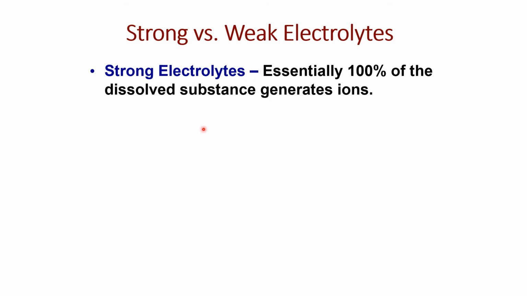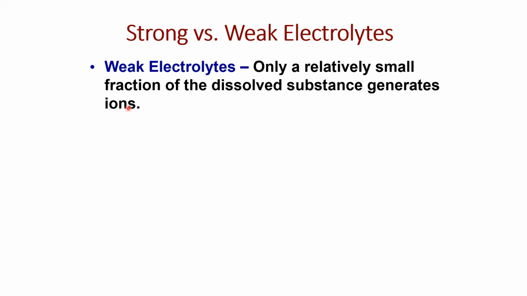So strong electrolytes, and here we're going to use this term strong, and I'm about to use weak in a moment. But with strong electrolytes, essentially all of the material, 100%, is going to dissolve in solution to generate ions. But you could also have a weak electrolyte, where a little bit of it breaks up and creates ions in your solution.